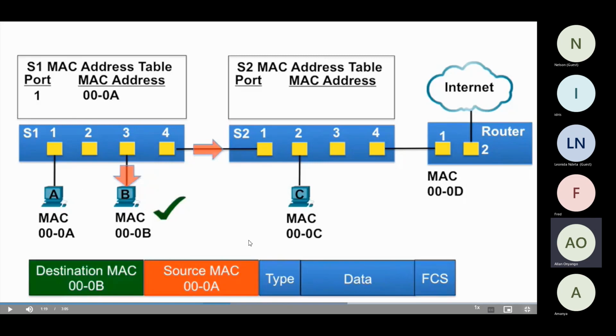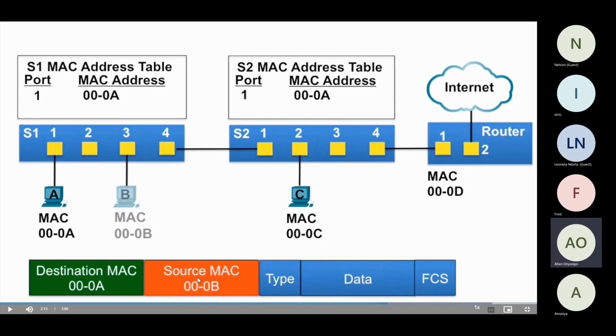So that is the time we're able to see that the source is now 000B, which is PCB, and the destination is PCA, which is 000A. As the frame goes from PCB, the source MAC address is 000B and the destination is 000A. Switch S1 receives the frame.